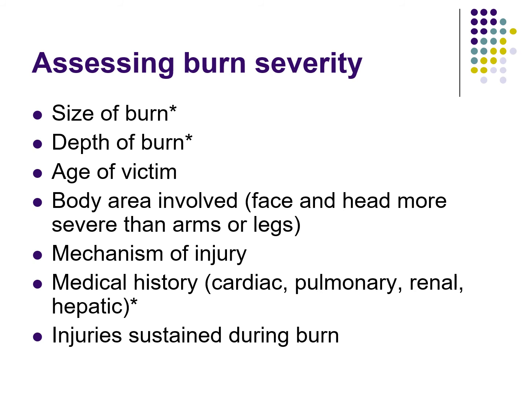And then the body area, if it's above the waist, if it's the head and face, they're more likely to be moved to a burn center. The mechanism of injury, so this individual might have a minor burn, but it might have been a trauma, which ended up with a traumatic injury and some burn, and then any other injury sustained during the burn. So if this was an apartment fire and they had to jump out of a window, that would be a major trauma, or could be a major trauma.